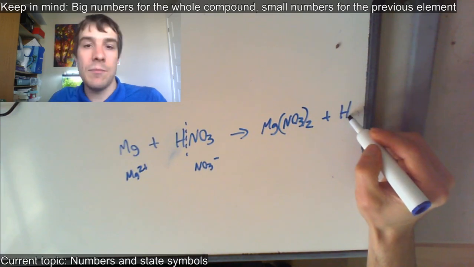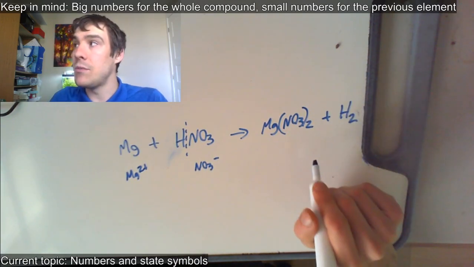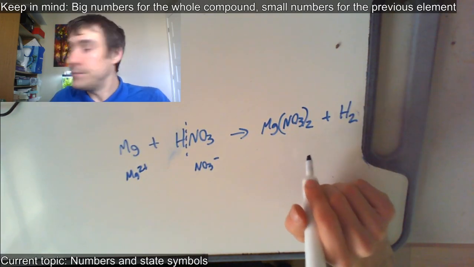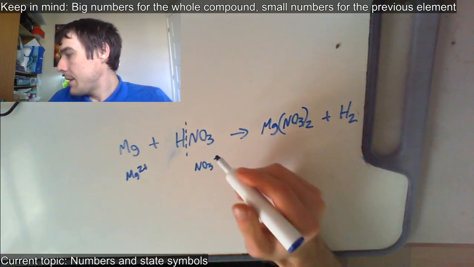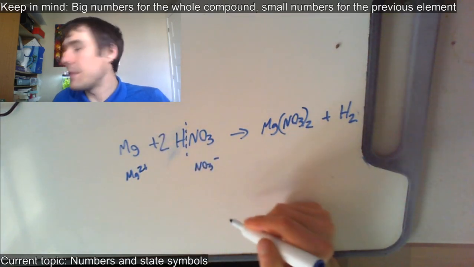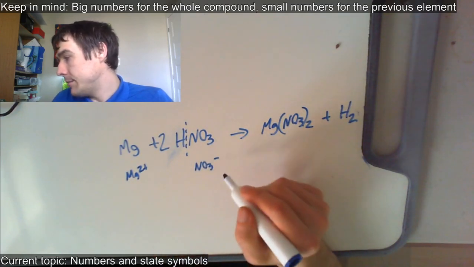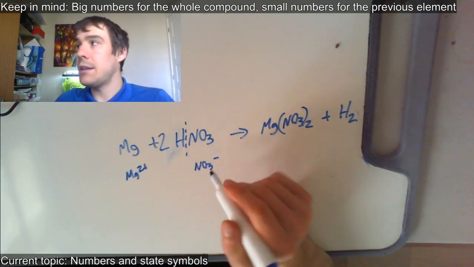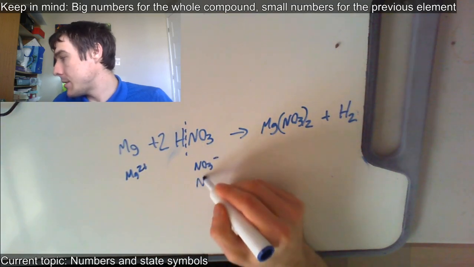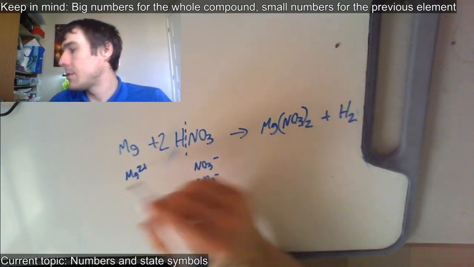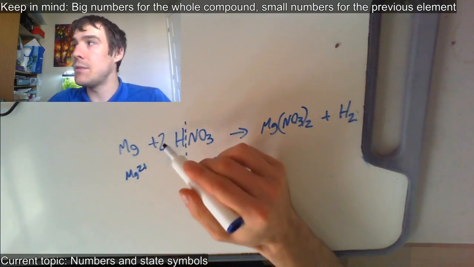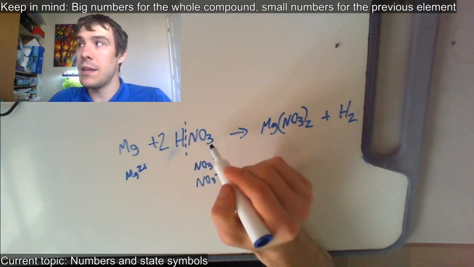And we know that H, being a diatomic element, makes H2. And so what we have to do then is put a 2 in front of here to show that we have two NO3s to match our magnesium. That's what that 2 is saying. 2 for the whole thing.